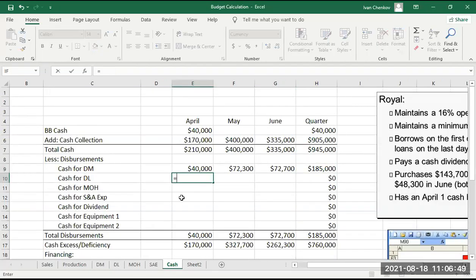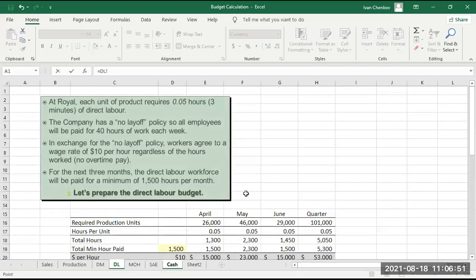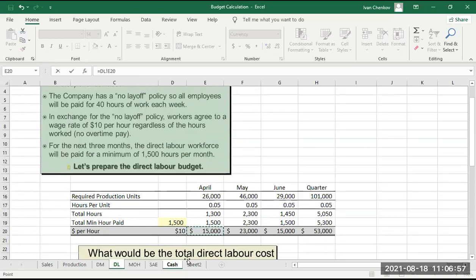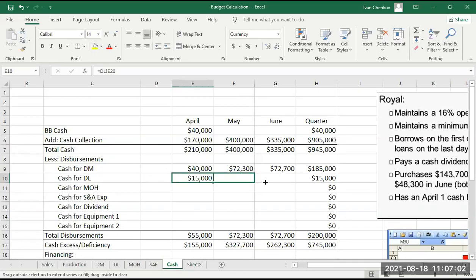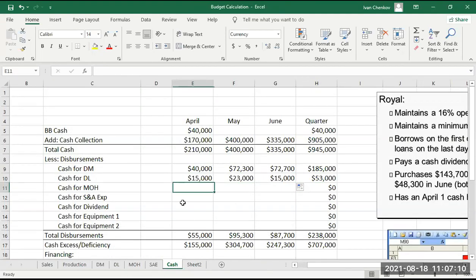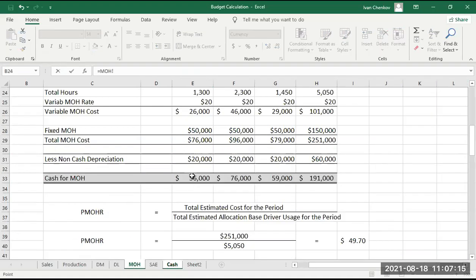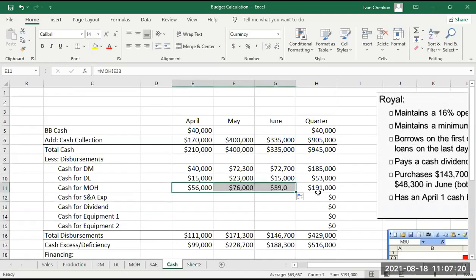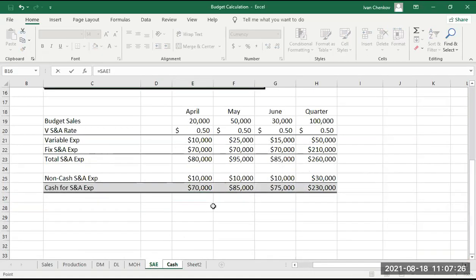Then we have to pay for direct labor. We're going to get it from the direct labor schedule. We're going to go down in here, and that's what we pay. In total, I'm going to pay 53,000 for the direct labor. Next thing that I have to pay is the manufacturing overhead. I'm going to get it from the cash for manufacturing overhead. Total 191. There we go, done.